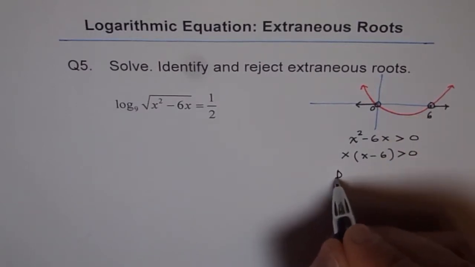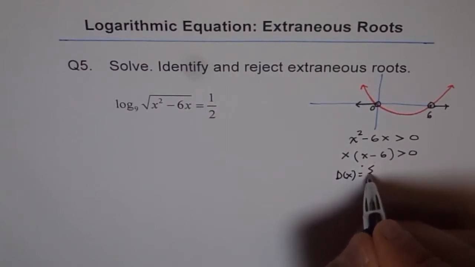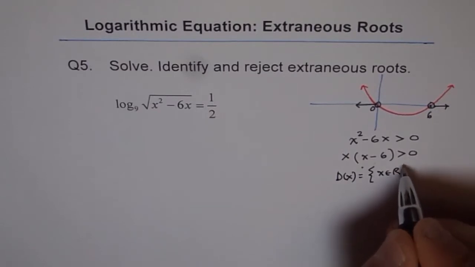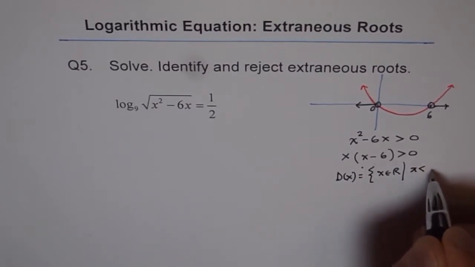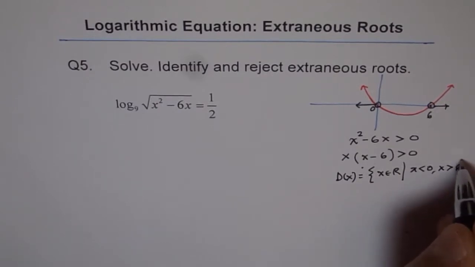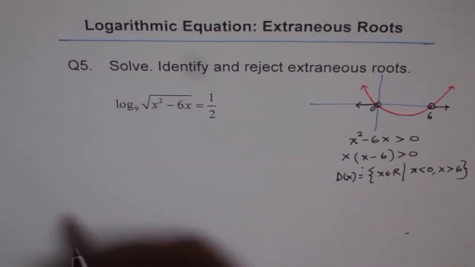So the domain of our function is, I should say, x belongs to real numbers where x is less than 0 or x is greater than 6, correct? So that is our domain. So when we get an answer for this, we should check whether it is in our domain or not, correct? So that's the background for all this. Now let's try to solve this.